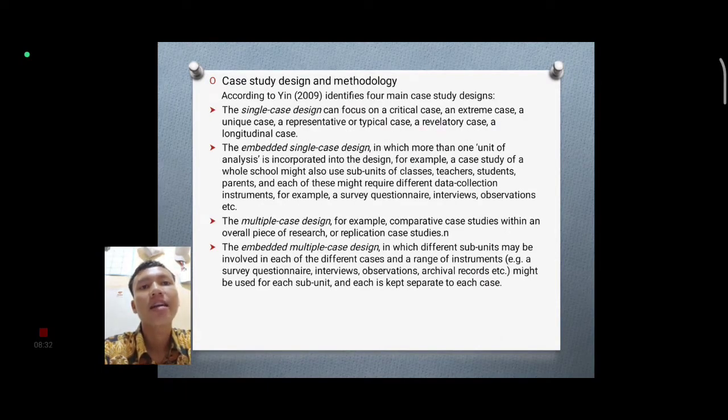Case study design and methodology. According to Yin, 2009, there are main case study designs. The single case design can focus on a critical case, an extreme case, a unique case, a representative or typical case, a revelatory case, or a longitudinal case.